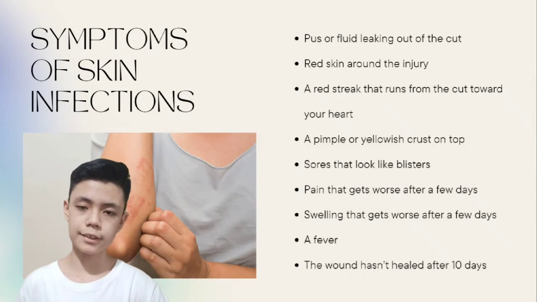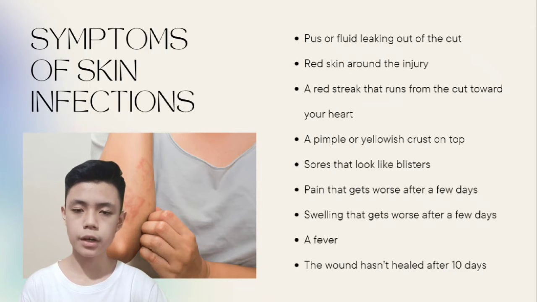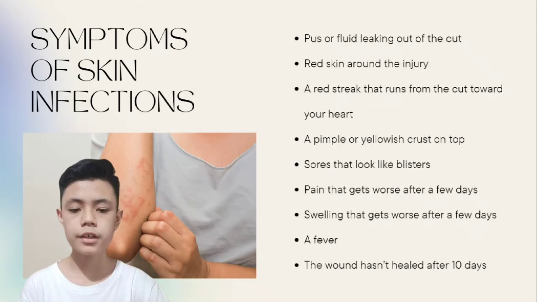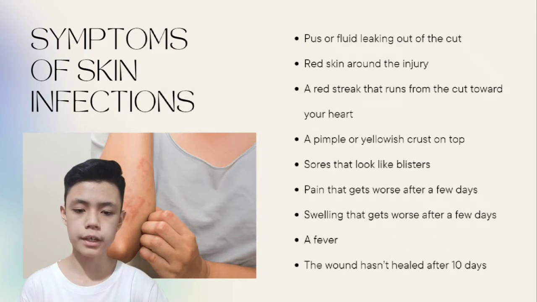Once we do get skin infections, these are the symptoms we may get. Pus or fluid leaking out of the cut, red skin around the injury, a red streak that runs from the cut towards your heart, a pimple or yellowish crust on top, sores that look like blisters, pain that gets worse after a few days, swelling that gets worse after a few days, a fever, and the wound hasn't healed after 10 days.